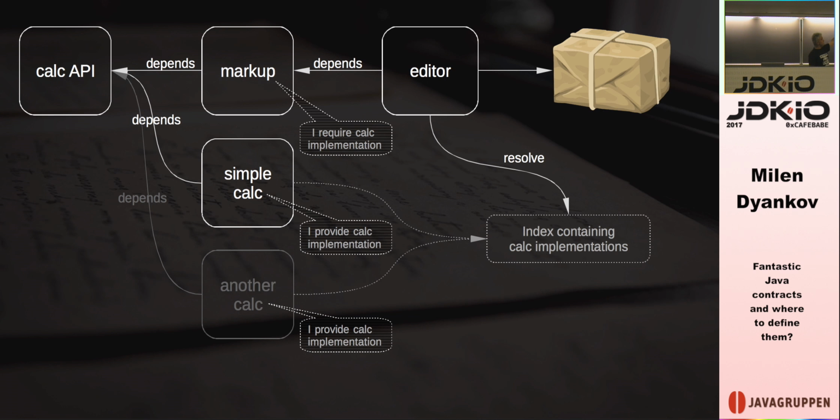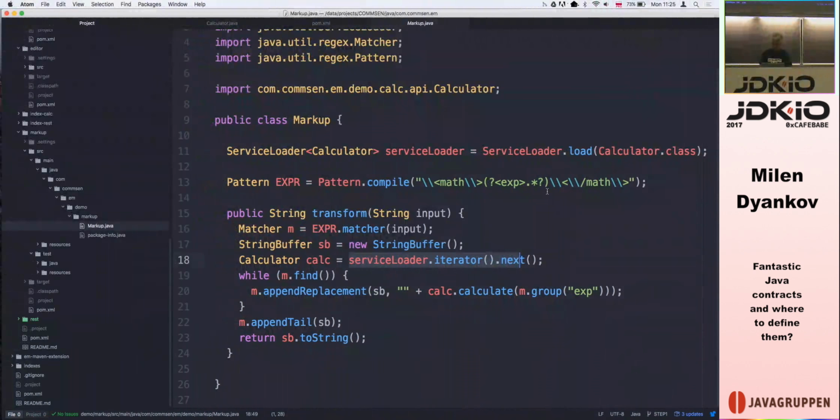We're going to put all these calculator implementations into something we're going to call an index. This is just going to be a list of all the jar files that implement this particular API. Then we're going to tell our editor to resolve itself without us interacting with it: go use that index and figure out what you need at runtime in order to properly run that application. Let's see how we can do that.